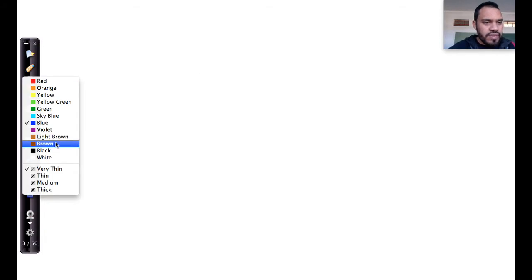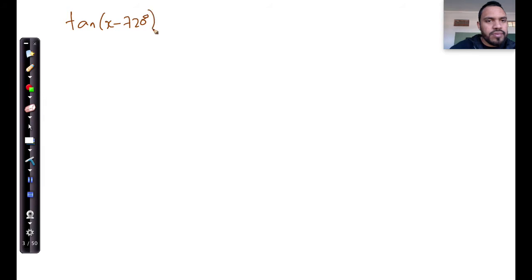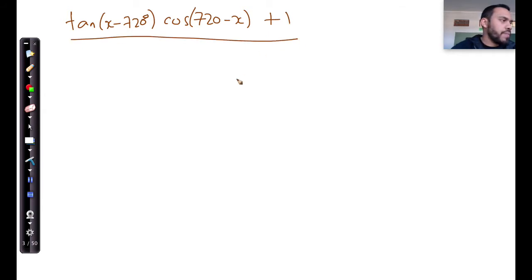Let's look at this question that we have over here. I'm going to write it down. It's tan of (x − 720°), multiplied by cos of (720 − x), plus 1, all divided by sin² of (810 + x).